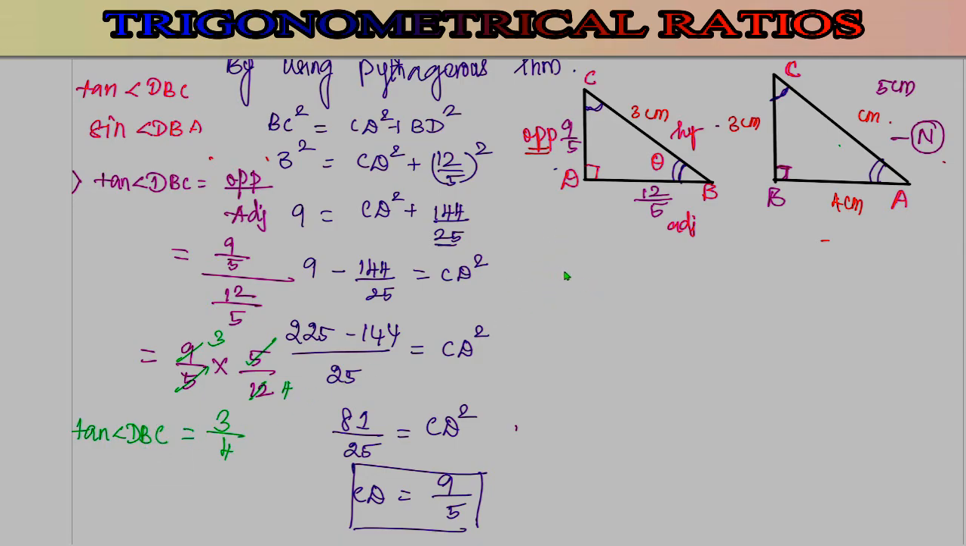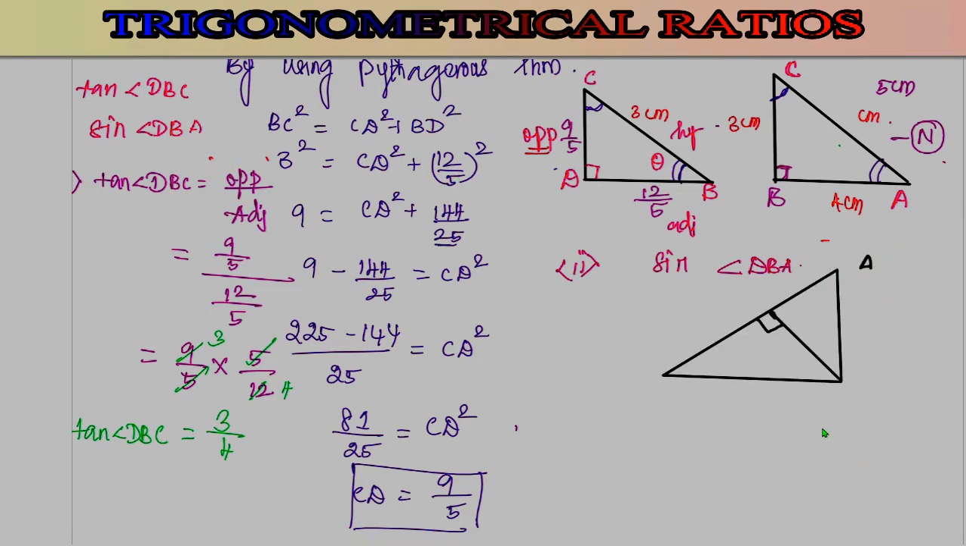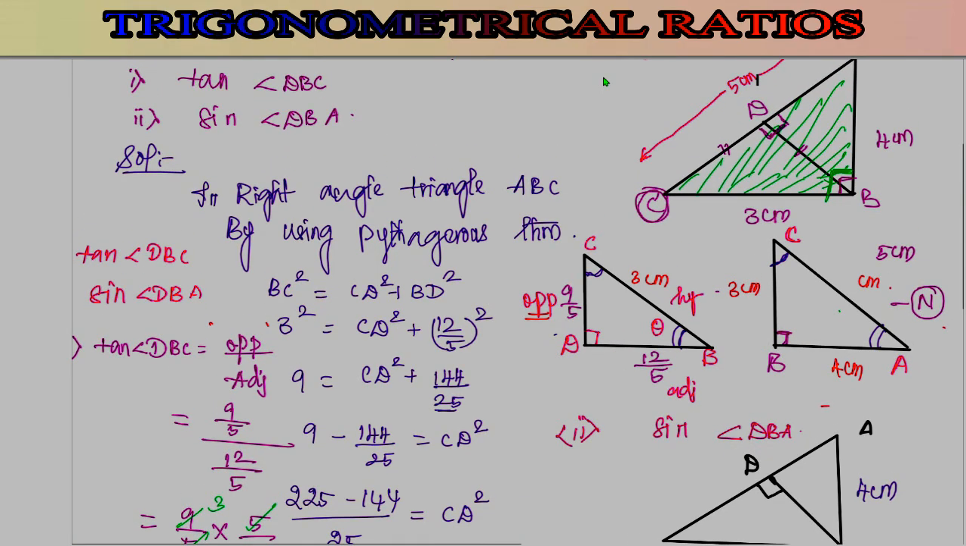Okay, next we need to find the second sub question, sine angle DBA. Just I am going to draw the given triangle first. Given this is A and this is B and here it is C. This is angle D. The values are, this is 4 centimeter and this is 3 centimeter, and we found here 5 centimeter. Just I will mention here, this is 5 centimeter. This complete side is 5 centimeter, A to C. So here AC is equal to 5 centimeter.